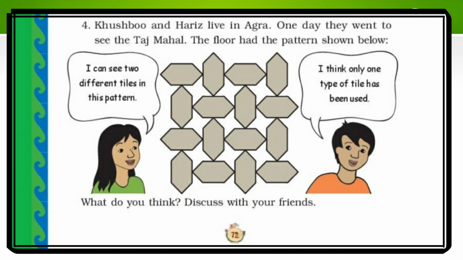I think that both of the tiles are the same. One tile is kept horizontally and the other is kept vertically. But how many sides do both have? 1, 2, 3, 4, 5, 6. Both have 6 sides, so it is a hexagon. So only one type of tile has been used in this picture.